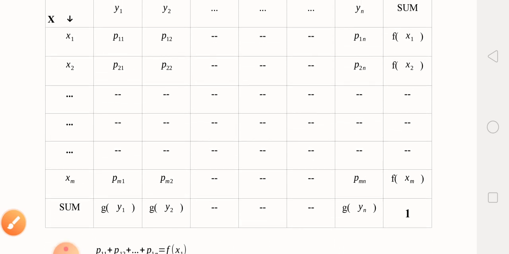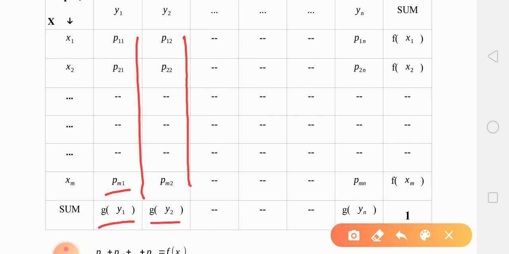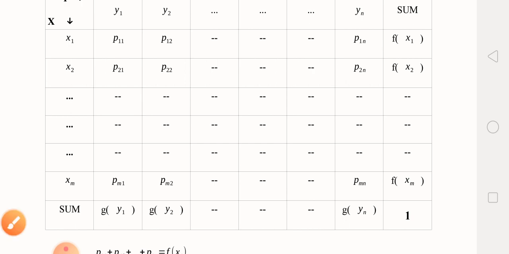Similarly, we will sum each and every column. So column-wise probabilities P11 plus P21 so on Pm1, that is g of y1. In the next column, you consider the sum of all probabilities P12, P22 till Pm2, denoted as g of y2. Likewise, in the last column, you have P1n plus P2n so on Pmn, and that sum is denoted as g of yn.